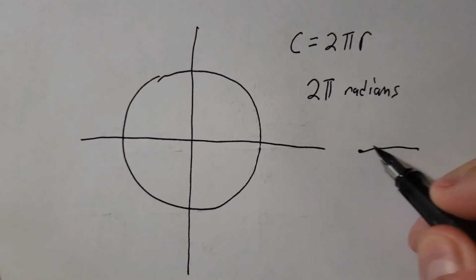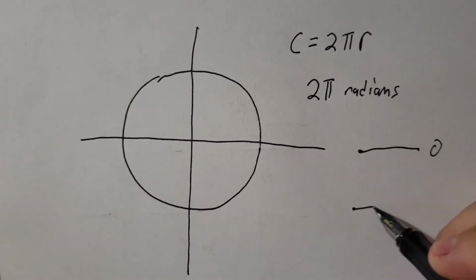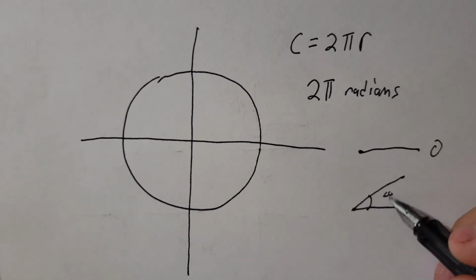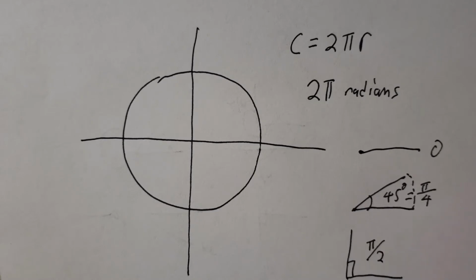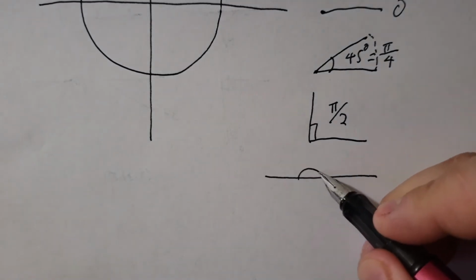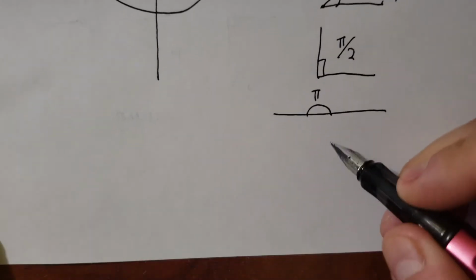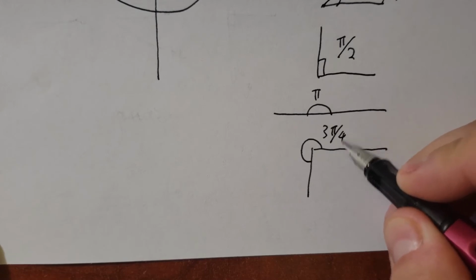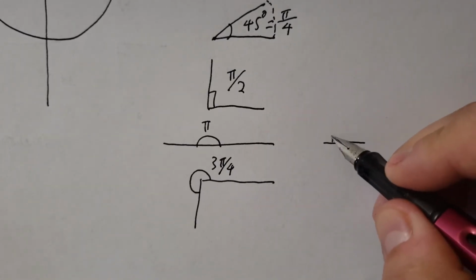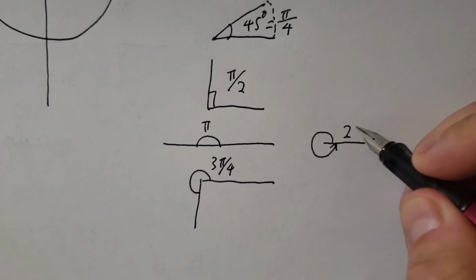So this is still 0, but now our previous 45 degree angle is equal to pi over 4, because you're carving out 1/8 of a circle. And as such, your right angle is now pi over 2, your 180 degree angle is pi, 3 pi over 4, and of course, all the way around, 2 pi.